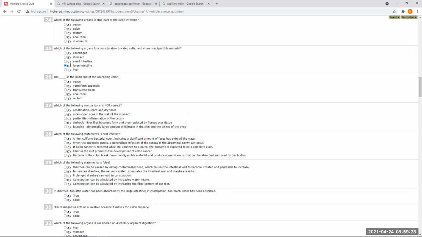So if your large intestine is not working properly, how would your stools look? Would it be watery or would it be solid? I would say watery. All right, so who answered watery first? Augustine, very good. And Anika. It would be watery because, remember, the large intestine absorbs water. If it's not doing its job, the water will be passed out, which is why when you have diarrhea, your stools are watery.